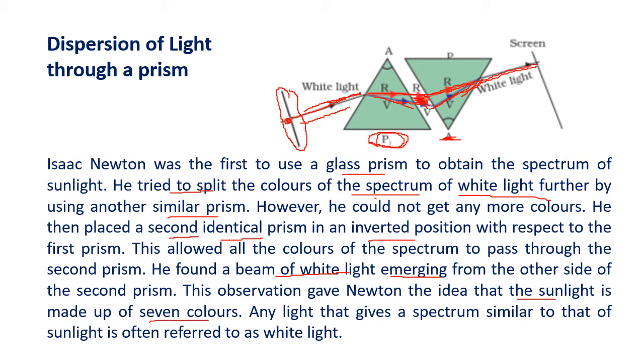Okay? And any light which gives a spectrum similar to sunlight is often called white light. So Newton understood the idea that sunlight is made up of 7 colors. Now if you look at the sun in the afternoon, you will observe it is mostly white. Why? Because all the different colors are reaching your eyes at the same time, giving you the perception of white light.